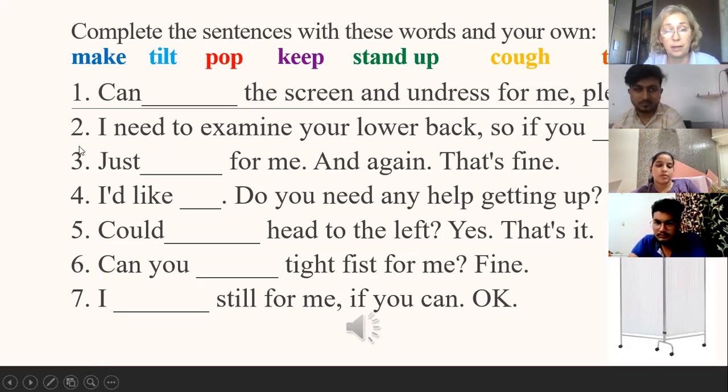Priyesh, what do you think of the second sentence? I need to examine your lower back. So if you can tilt, you can tilt yourself. Or turn. Turn is the better. If you can turn. Imagine that the patient is lying on the couch and you say you want to examine his lower back, and so turn. Can you turn, please? Ask him to turn. If you could turn, if you could please turn.